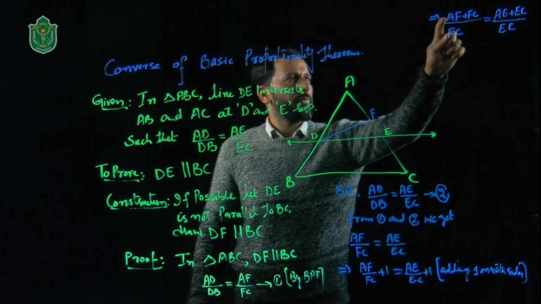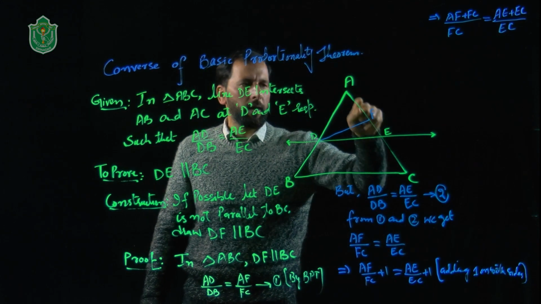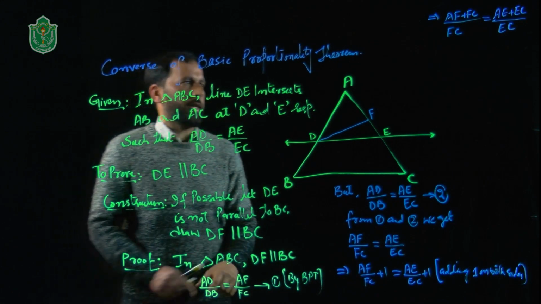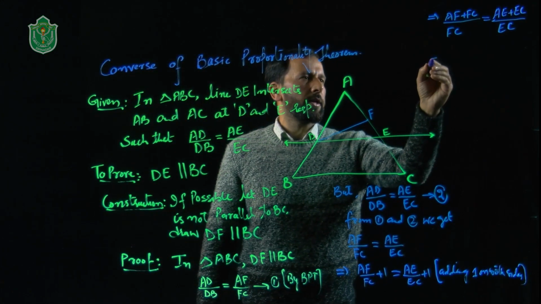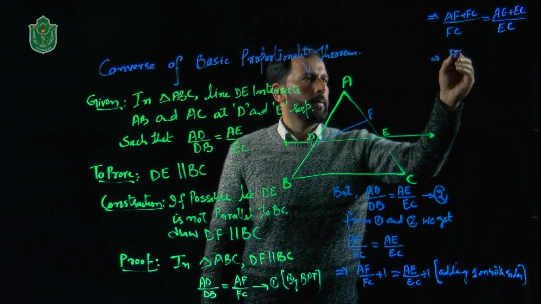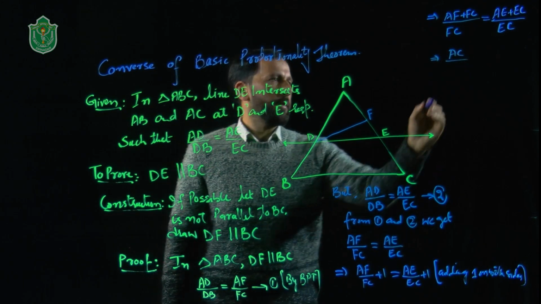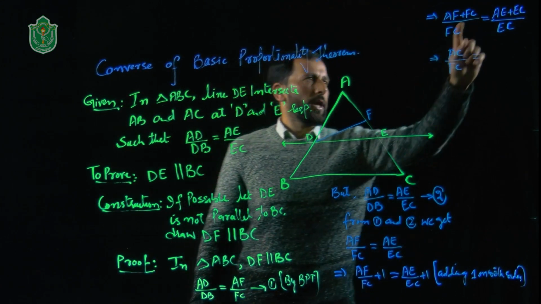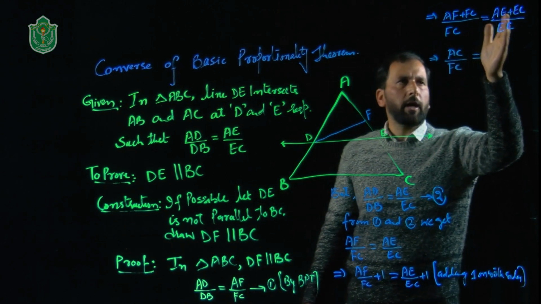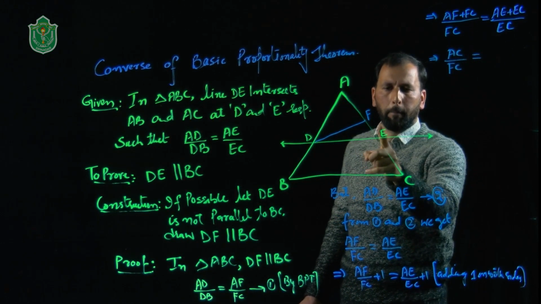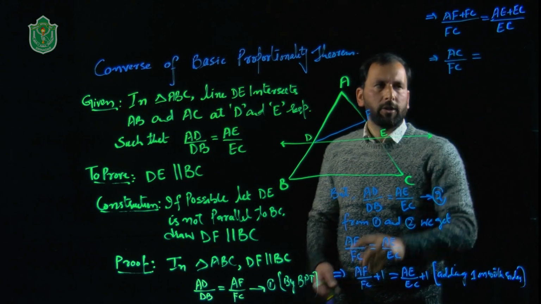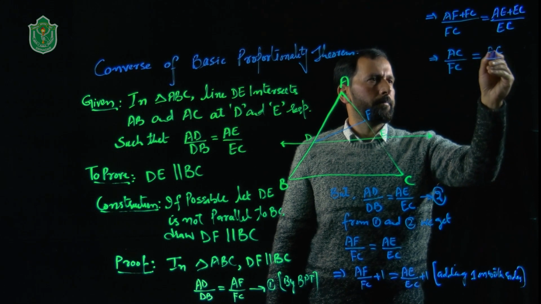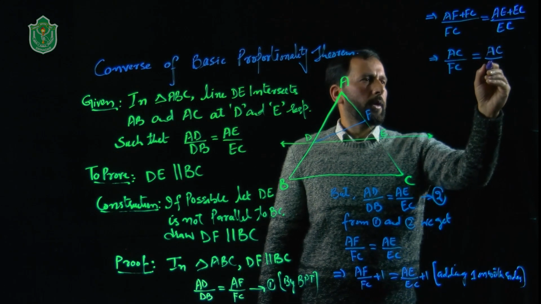What about AF plus FC? If we observe the figure here, AF plus FC. Yes, what will be AF plus FC? It equals AC. Exactly. It implies we can write here it is AC divided by FC. Similarly, from the other side of the equation, that is AE plus EC. Once again, look at the figure. What about AE plus EC? We can write AC. So it is also AC upon EC.